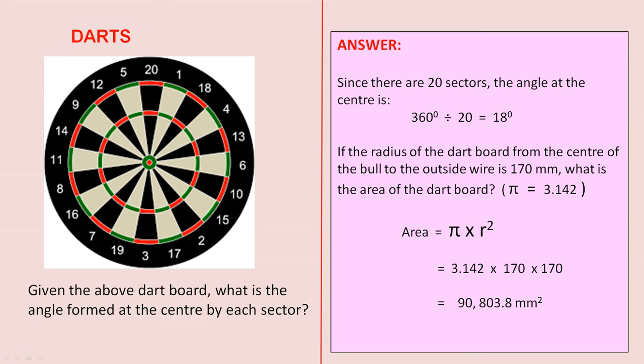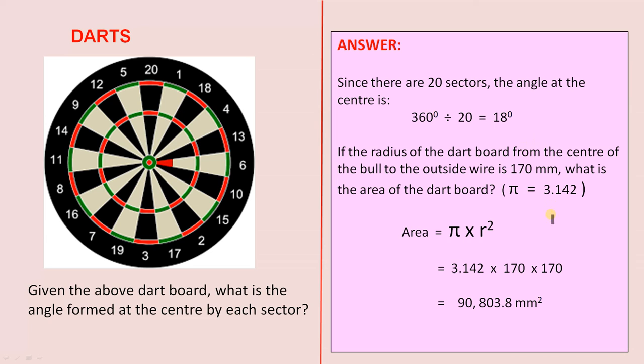Here's an interesting problem to do with a dartboard. Given the above dartboard, what is the angle formed at the centre by each sector? So basically we're looking at, for example, this angle here. That's just an example. That's one of the sectors, so we're looking at that angle there. Since there are 20 sectors, the angle at the centre is 360 divided by 20, which gives us 18 degrees. The reason I picked 360, you will remember, if you do one revolution of a circle, that's 360 degrees.